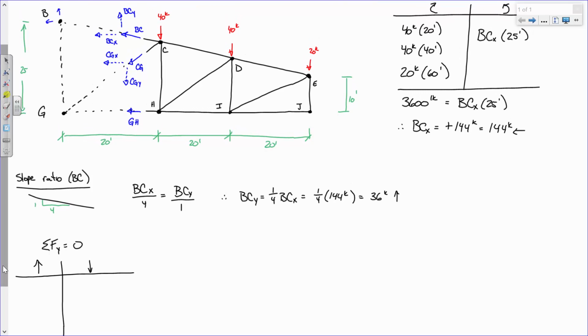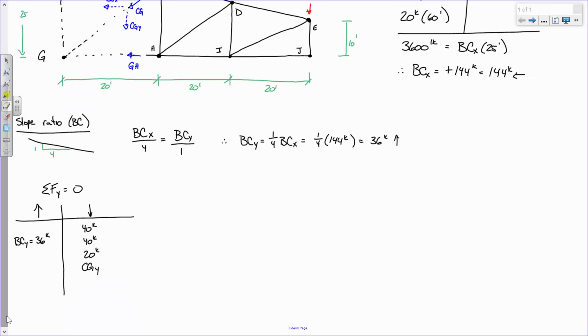All right. So here's my structure. Let's start off with the external loads. I got 40, 40, and 20 all going down. So 40 kips, 40 kips, 20 kips, all going down. What else do I have going down? CGY. Okay? Do I have anything going up? Exactly. BCY is 36 kips. And that's it, right? So 36 kips equals CGY plus 40, 40, and 20 is 100.